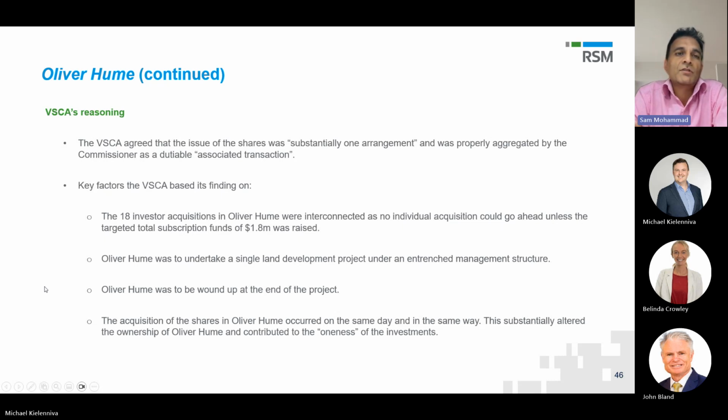The Court of Appeal essentially came to the same answer as the Victorian Administrative Tribunal, that the parties weren't acting in concert with each other, which requires that the acquirers have a subjective intention of working together. That's not what occurred here. What occurred here was objectively each investor was a player in a single or substantially one arrangement. So that was the finding of the court. I believe it hasn't been appealed any further, so this might be the end of the line for the decision.